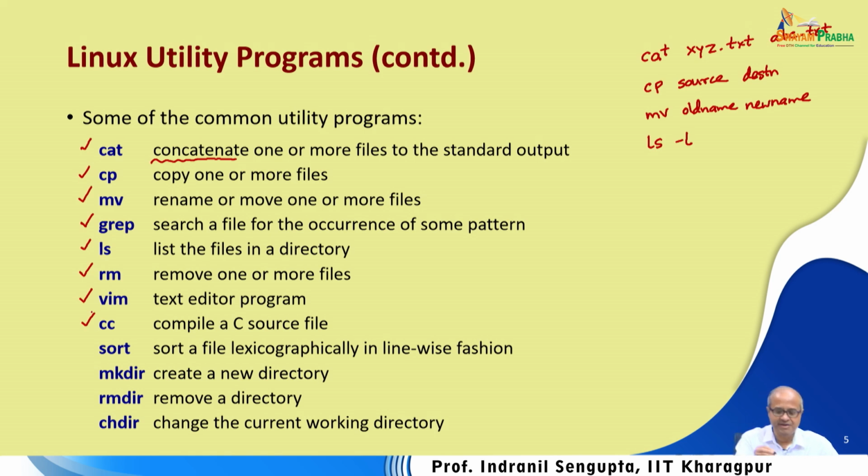So, I talked about filters. Sort is one of the filters. It sorts a set of lines in dictionary order. Dictionary order means lexicographic order. A comes first, then B, then C, in that order.